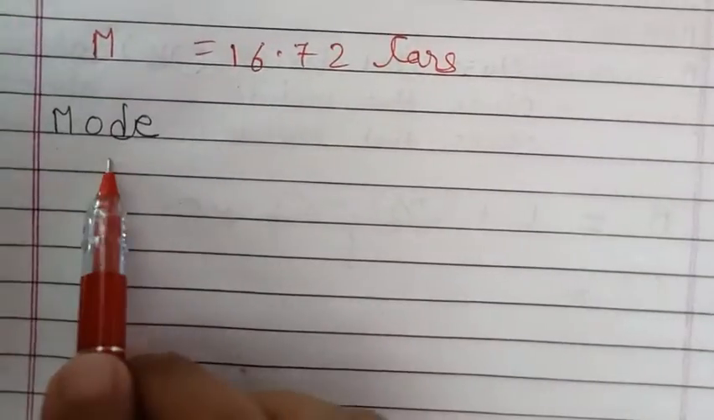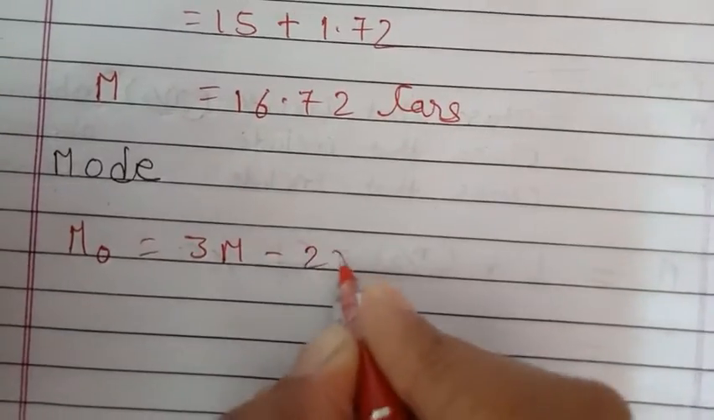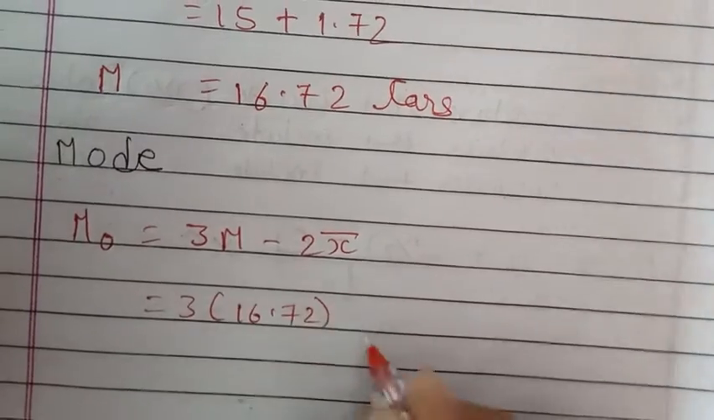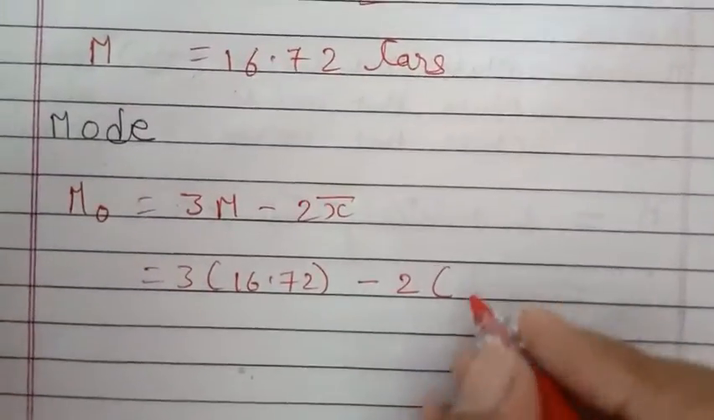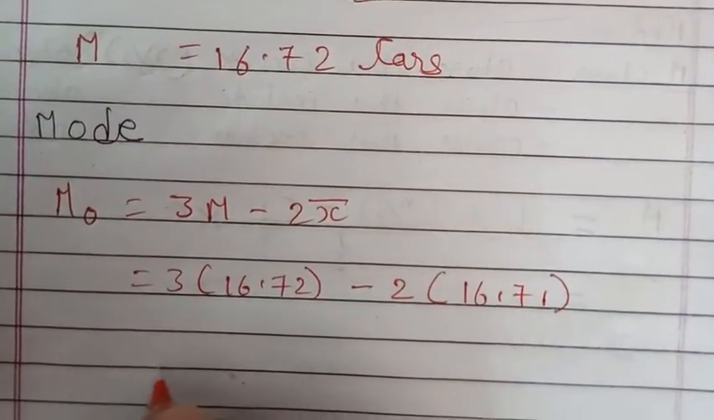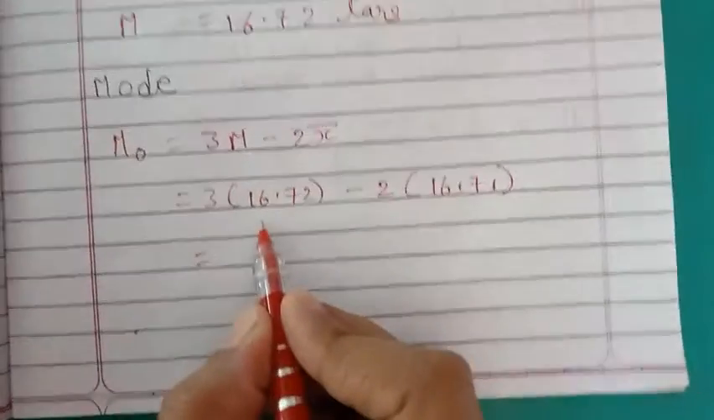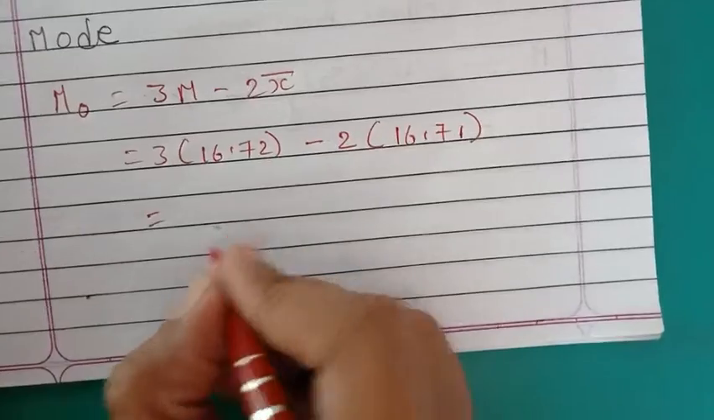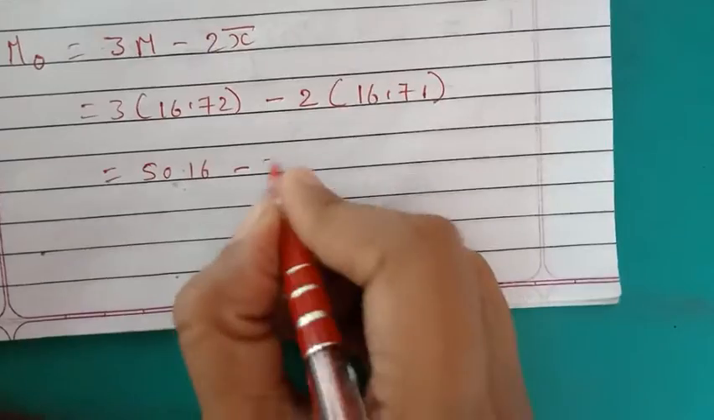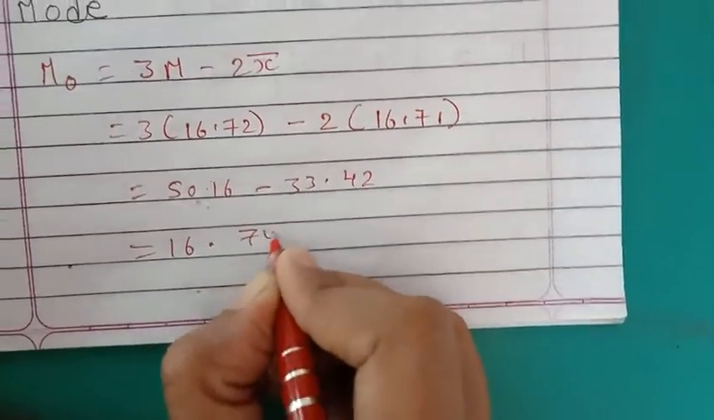Now we have to calculate the mode by the empirical formula. What is our mode formula? Mode is equal to 3 median minus 2 x bar. Median is 16.72 minus 2, x bar is 16.71. So 3 multiplied by 16.72 gives us 50.16, and 2 multiplied by 16.71 gives us 33.42. So that is equal to 16.74 cars.